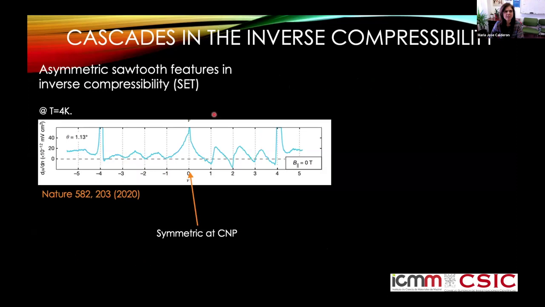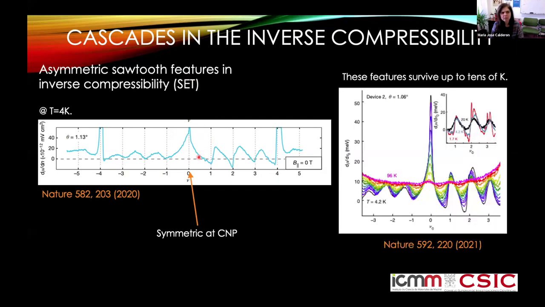Another set of experiments that showed these spectral reorganizations and the correlation with the integer fillings is in the inverse compressibility, which also shows the same kind of information. You can see that there are asymmetric sawtooth peaks that reset at integer fillings, and then a symmetric peak at the charge neutrality point. And as well, these features survive up to tens of Kelvin. So these are temperatures at which we don't expect to have all the symmetry broken states that are more prevalent at lower temperatures.